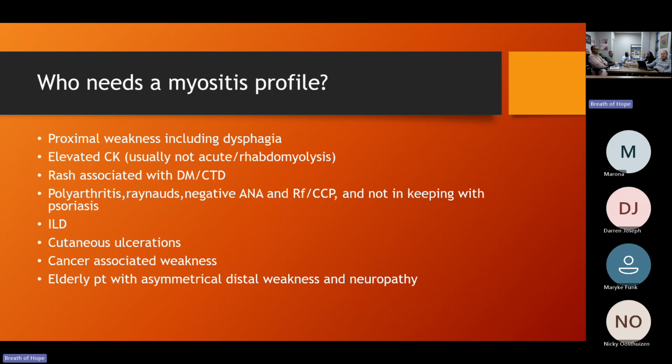So if you're dealing with a patient, you're unsure what's going on, you thought it was a lupus, there was rash, there was joints involved, and you get a negative ANA, remember about the myositis profile in that case. Same for someone with arthritis and a negative rheumatoid factor and CCP. And then just remember that we don't miss it.